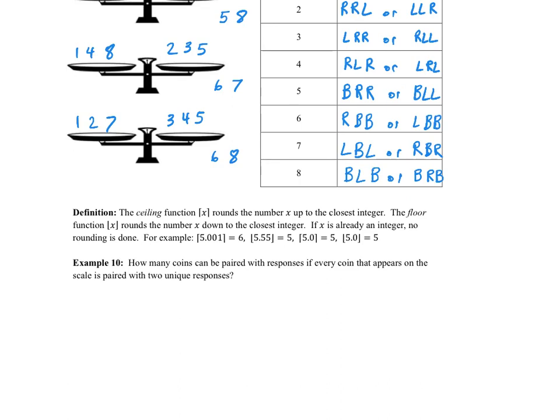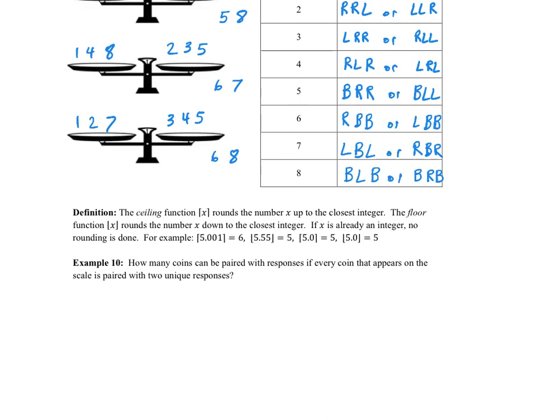So even if it's 0.0001, it goes all the way up to 6. If it's 0.55, and we're doing the floor, it would go down to 5. Now, if you already have an integer, then it doesn't do any rounding at all, either for the floor or the ceiling. Okay, so that's going to come up a little bit later in our formulas for finding the maximum number of coins that we can deal with.